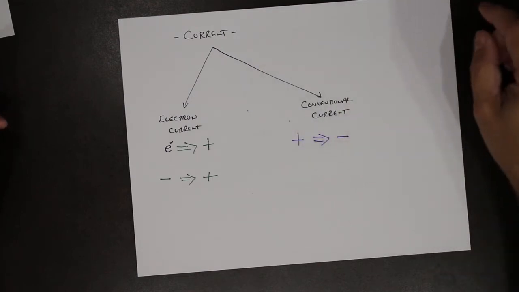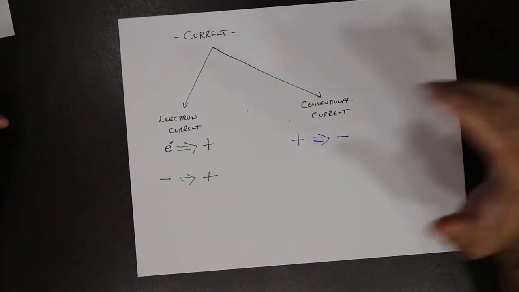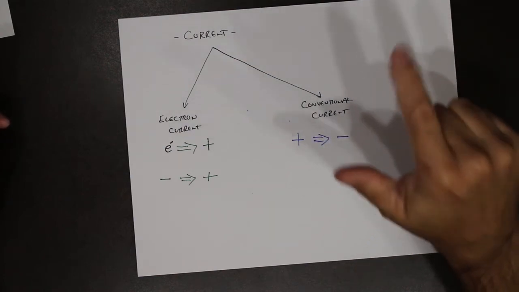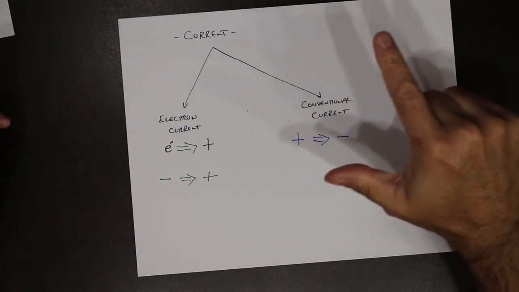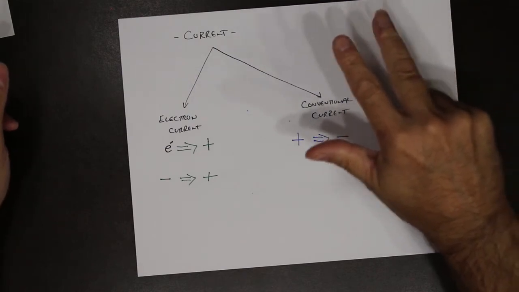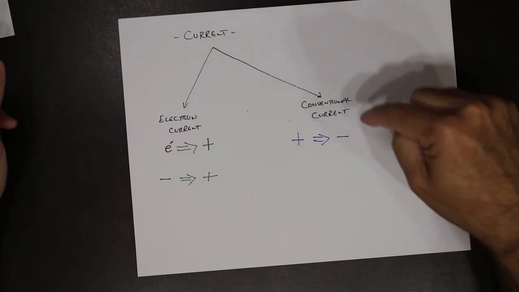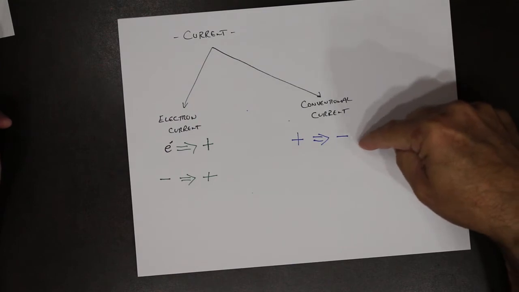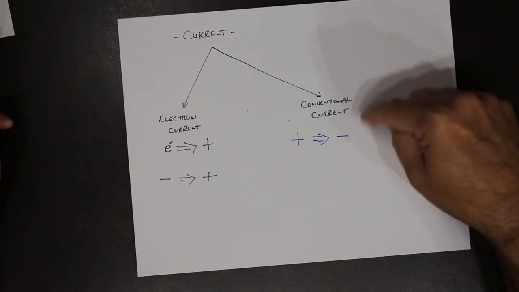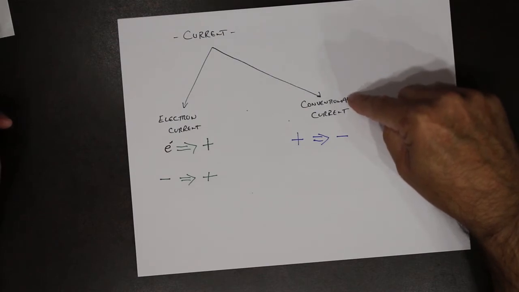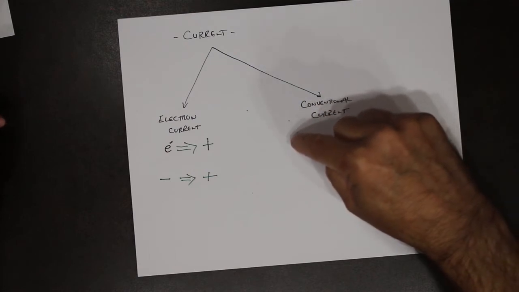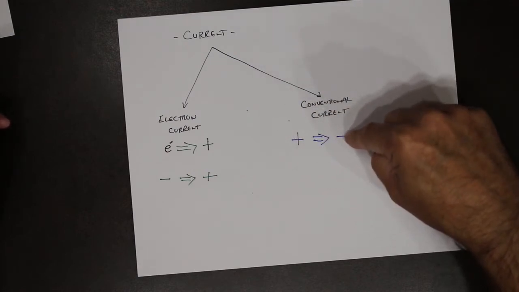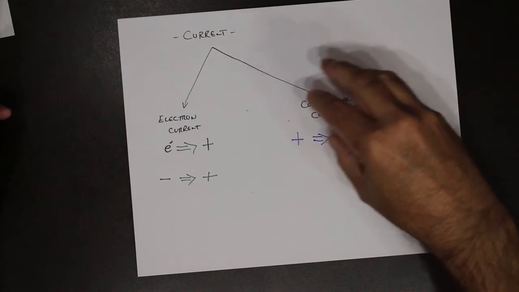Based on that assumption, they created rules, mathematics, and all things that have to do with electricity were based in early days around this concept. That was the conventional way of thinking back then, that electricity flowed from positive to negative.